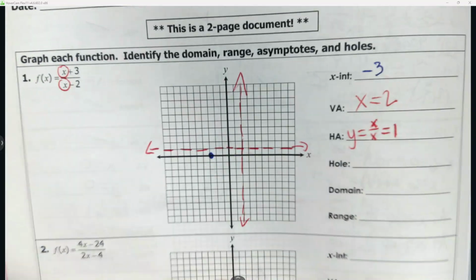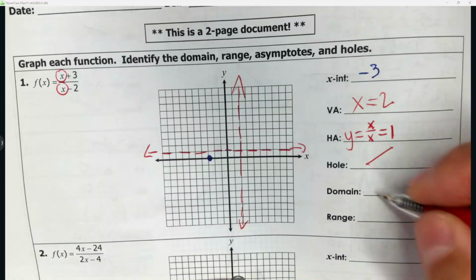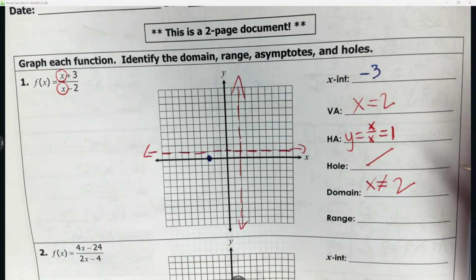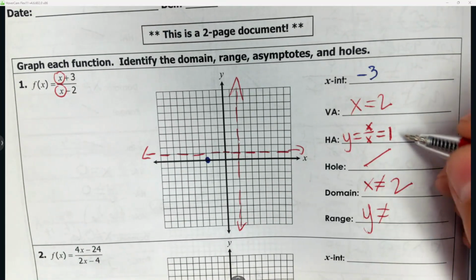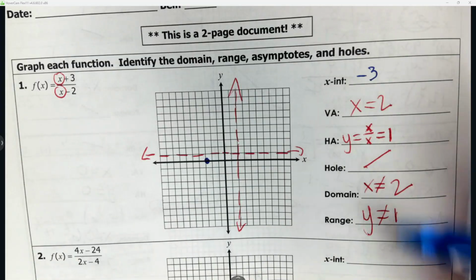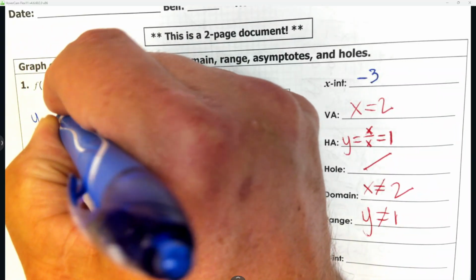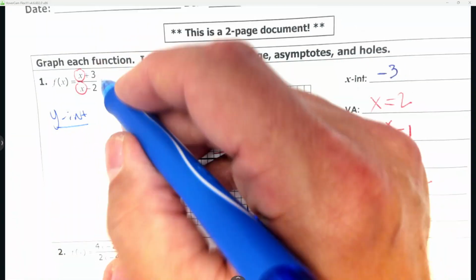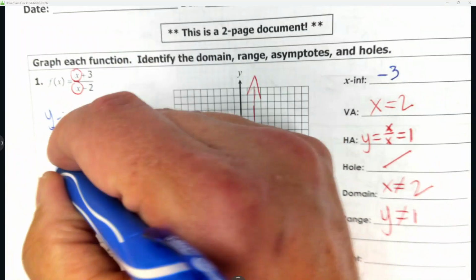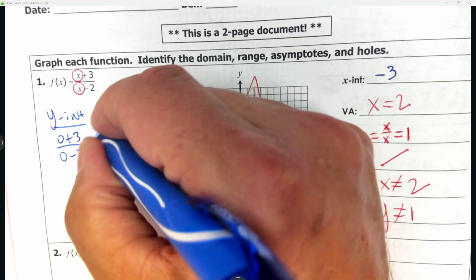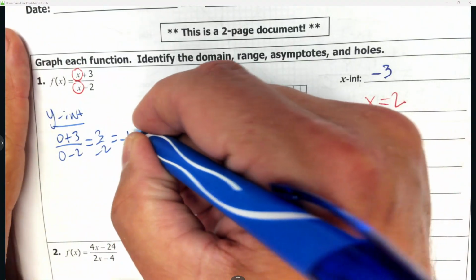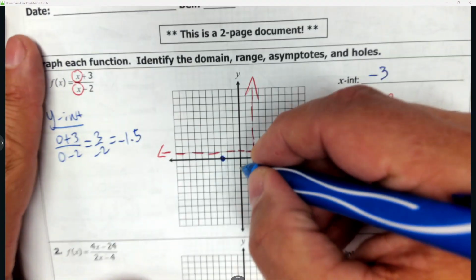We have no hole because nothing crossed out. Our domain is what x can't be from the denominator, the asymptote, which is 2, and the range is what y can't be from the horizontal, that's 1. And then I'm going to draw this. Now there's one thing I'm going to find that's not over here, which is the y-intercept. To find the y-intercept, you plug in 0 for x and you solve it. So it's 0 plus 3 over 0 take away 2, and then you solve that. So 3 divided by negative 2 is negative 1.5, and that's going to go on my graph too.